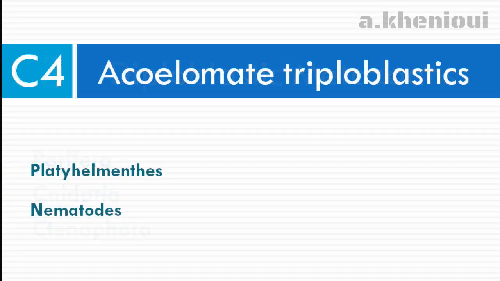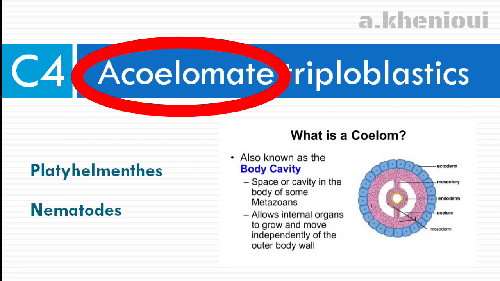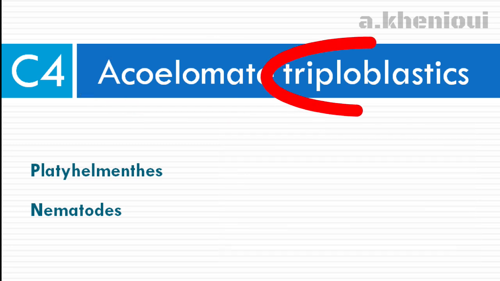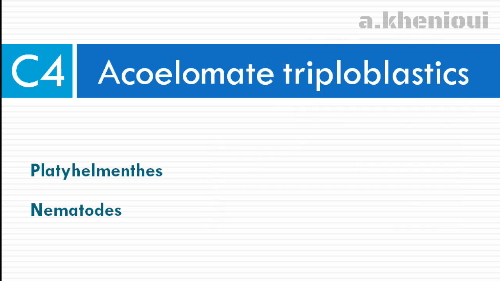The fourth chapter concerns the acoelomate triploblastic metazoans. Acoelomates are animals that lack a coelom. The coelom is the fluid-filled body cavity present in coelomate metazoans. Triploblastic metazoans are a group of animals that possess three primary germ layers during their embryonic development: ectoderm, mesoderm, and endoderm. In this group, there are two main phyla, Platyhelminthes and nematodes.